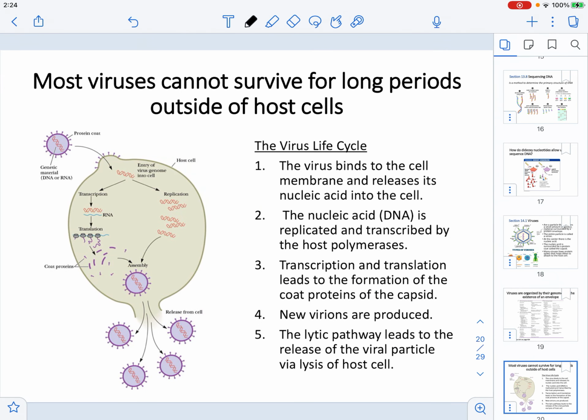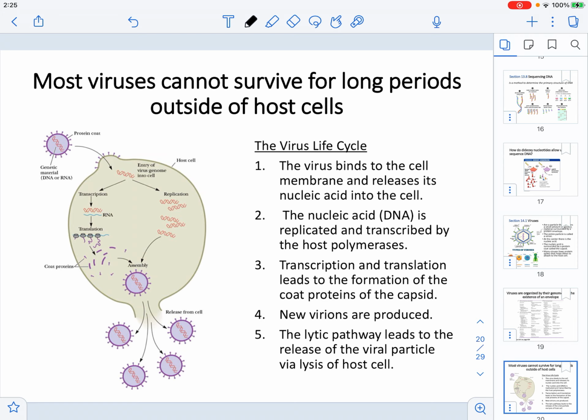Now, the reason why viruses are not considered organisms is because they cannot survive for long periods outside a host cell. Okay, so since they always have this dependence on the host cell, that's why we consider them particles and not really organisms. Viruses have a specific life cycle, and as you can see, it is illustrated in the figure on the left side of the slide.